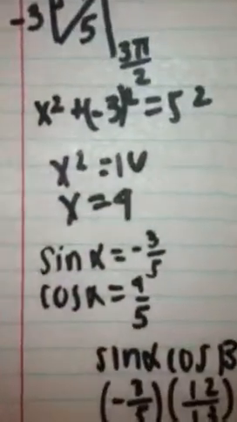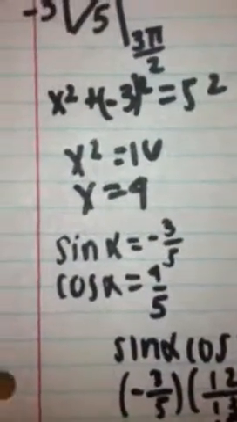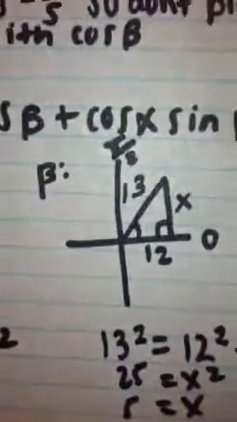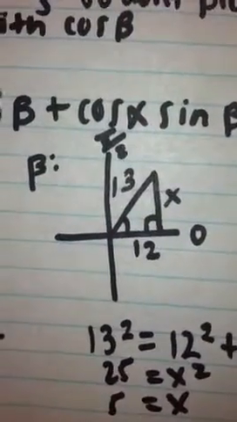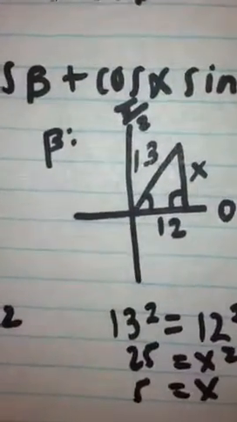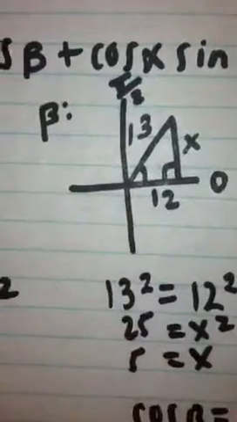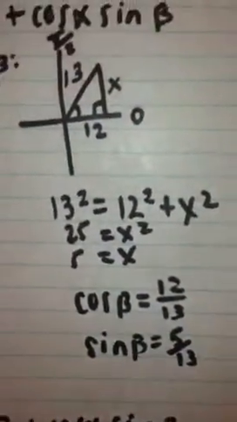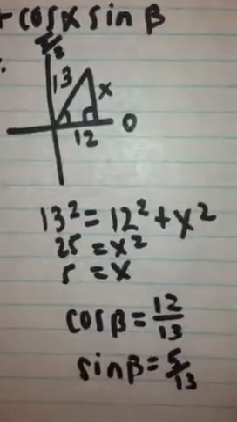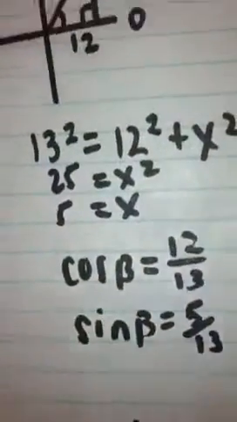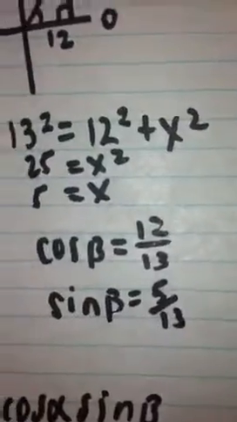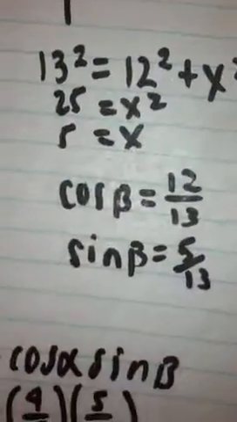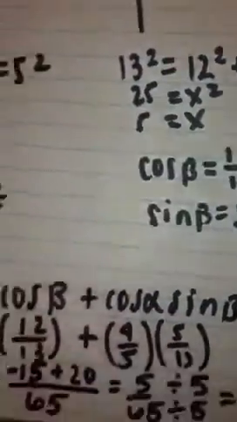So now we know that sine of alpha equals negative 3 over 5, and the cosine of alpha is 4 over 5. Now for the beta triangle, it's going to be between 0 and pi over 2, and we can find the x by knowing the 12 and the 13, the hypotenuse and the one leg. So we can find x as the other leg, so we can find sine of this triangle. So 13 squared equals 12 squared plus x squared, 25 equals x squared, and 5 equals x. So cosine of beta is 12 over 13, which was given already, and sine of beta equals 5 over 13.